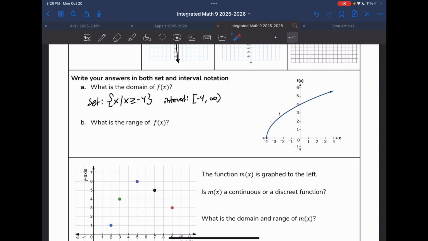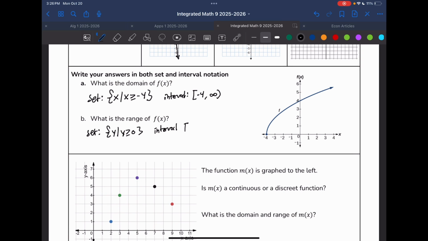Now for the range, that's where we're talking going up and down. So it is in set notation, it is y, where y is greater than or equal to 0. And then for the interval, that's bracket 0, comma, infinity, parenthesis.